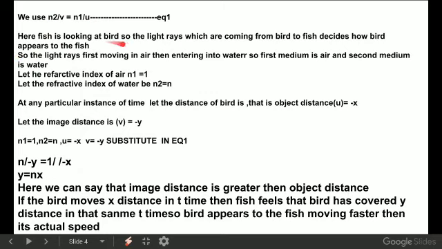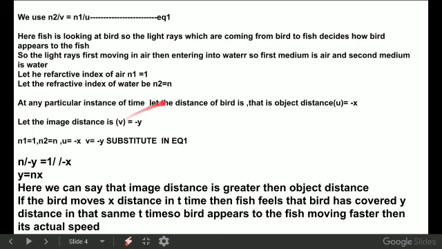Here the fish is looking at the bird. So the light rays which are coming from bird to fish decide how the bird appears to the fish, which I also told you. The light rays first move in air, then enter into the water. So the first medium is air and the second medium is water. Let the refractive index of the first medium, air, be n1 equals 1. Let the refractive index of water be n2 equals n.